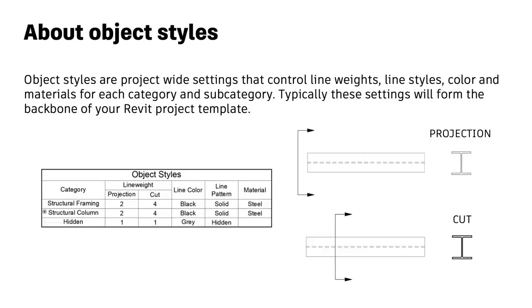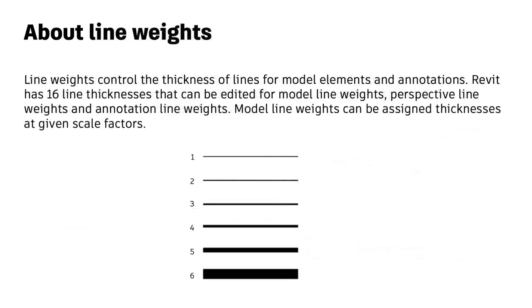Object styles are project-wide settings that control line weights, line styles, colours and materials for each category and subcategory. Typically, these settings will form the backbone of your Revit template. Line weights control the thickness of lines for model elements and annotations. Revit has 16 line thicknesses that can be used for model line weights, perspective line weights and annotation line weights.